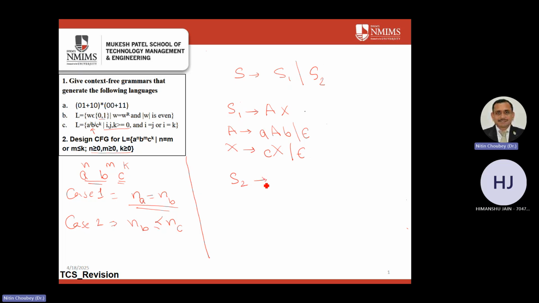Then case 2. What does it talk about? Case 2: the number of B's is less than or equal to the number of C's. Now, how many A's there are doesn't bother us here. So with the help of a variable, let's say B, we will generate any number of A's, because it doesn't matter how many A's we keep. It has no relation with the number of B's and the number of C's.